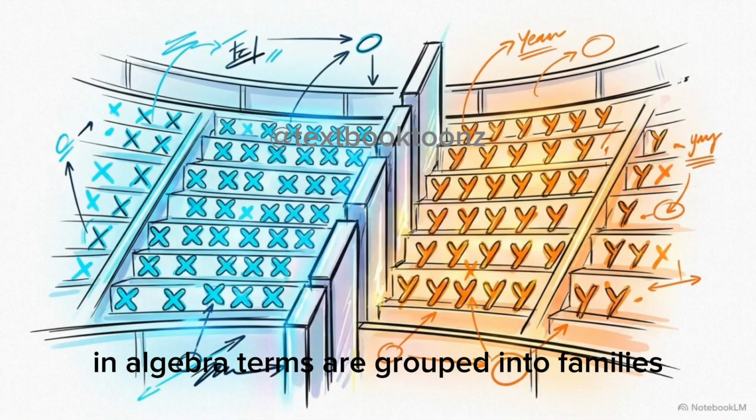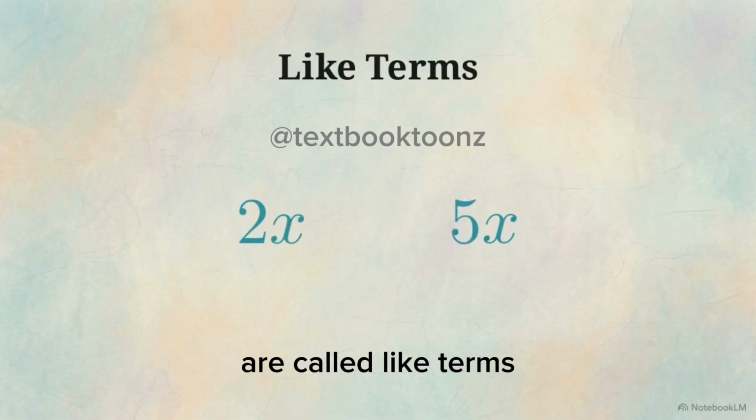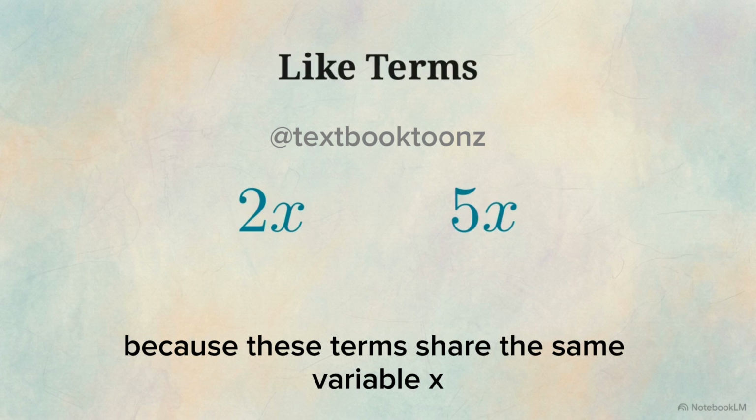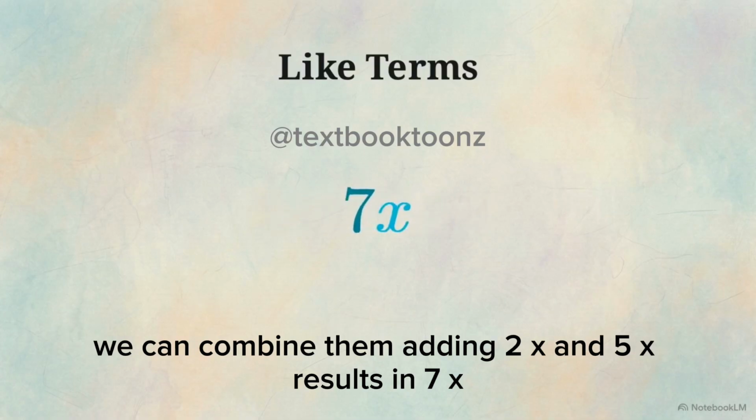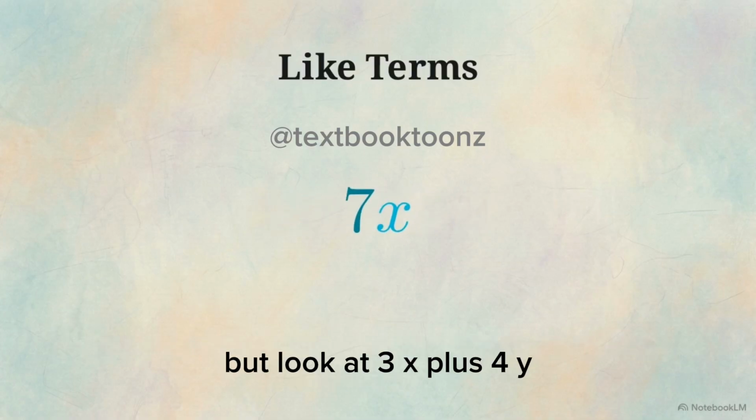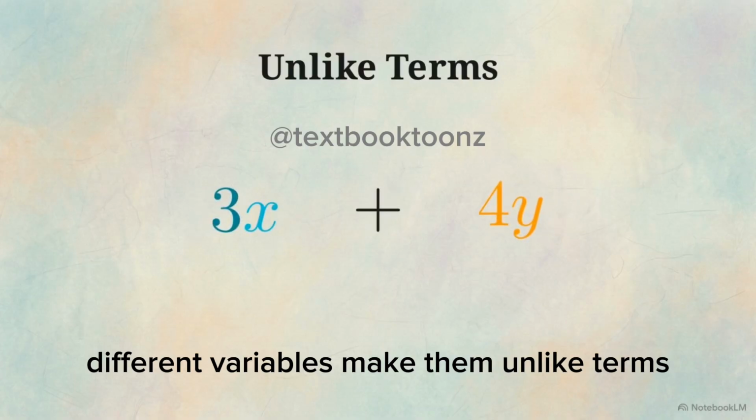In algebra, terms are grouped into families. Terms that have the exact same variable are called like terms. Because these terms share the same variable, x, we can combine them. Adding 2x and 5x results in 7x. But look at 3x plus 4y. Different variables make them unlike terms.